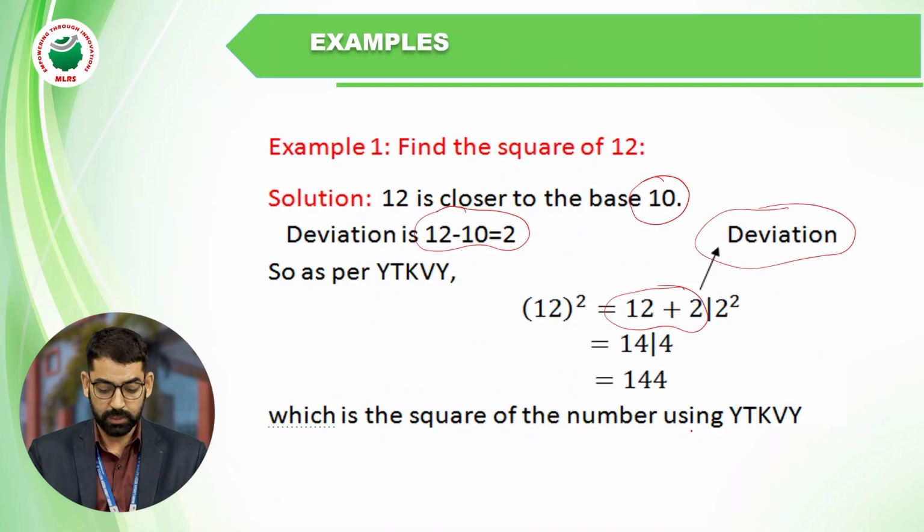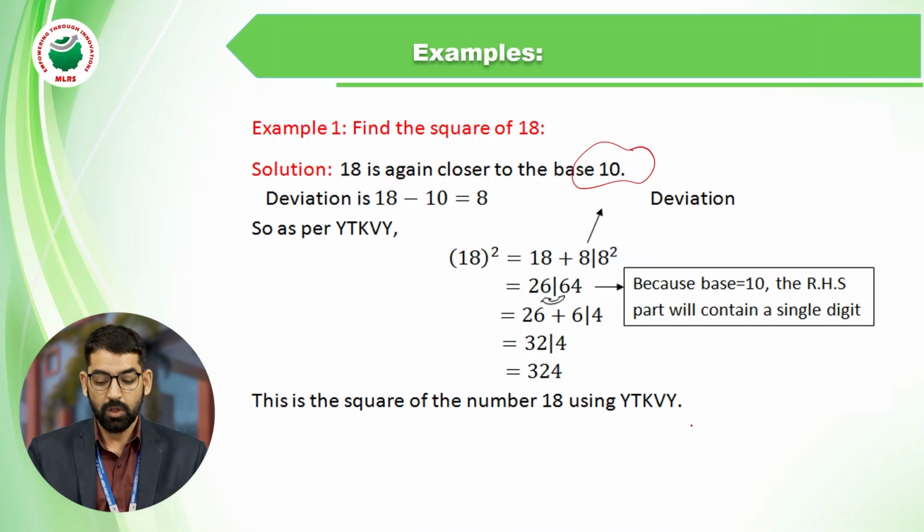So as per this YTKVY, we need to take this 6 to the left hand side of the separator and add it to 26. That means this 6 is to be added to 26, which becomes 32, and then after the separator we have a single digit number, that is 4, and when we combine these numbers, that is 324, which is the square of the number 18.